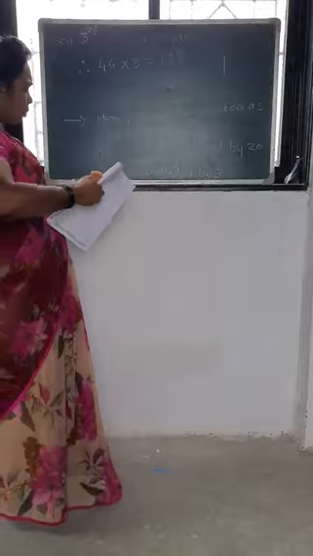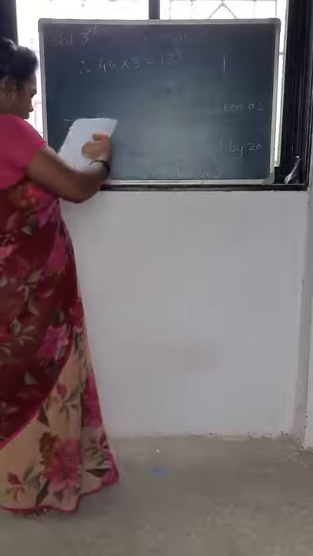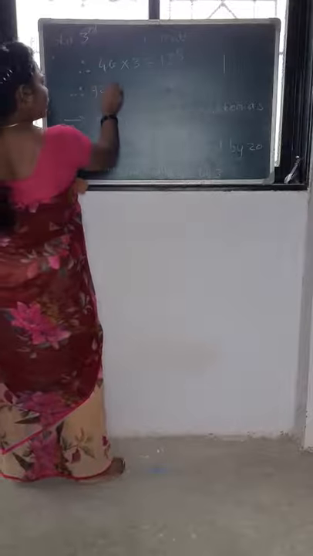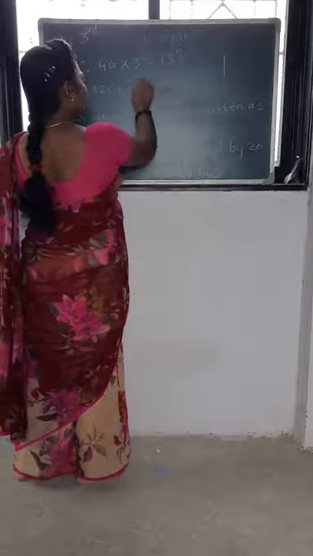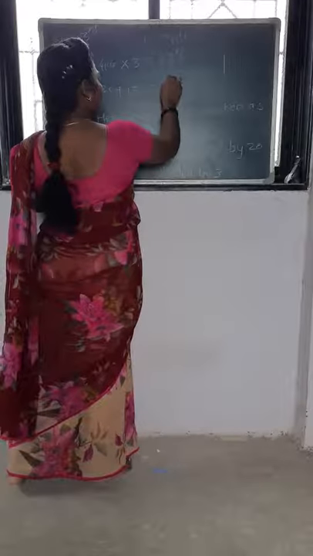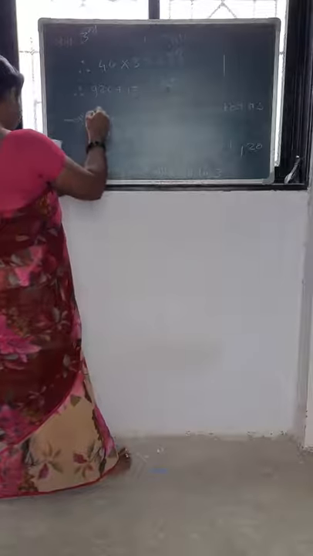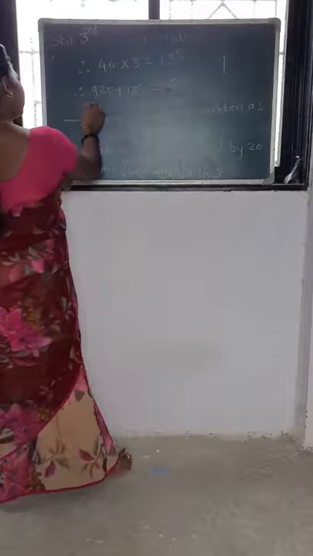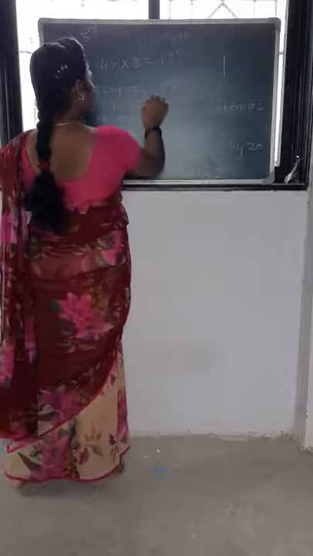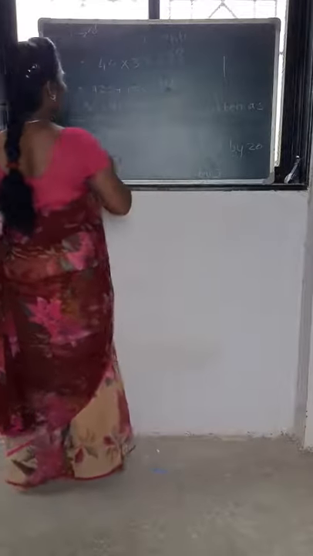Then adding these two multiplications, we get 920 plus 138 is equal to 1058. Therefore 46 multiplied by 23 is equal to 1058. This is the final answer.